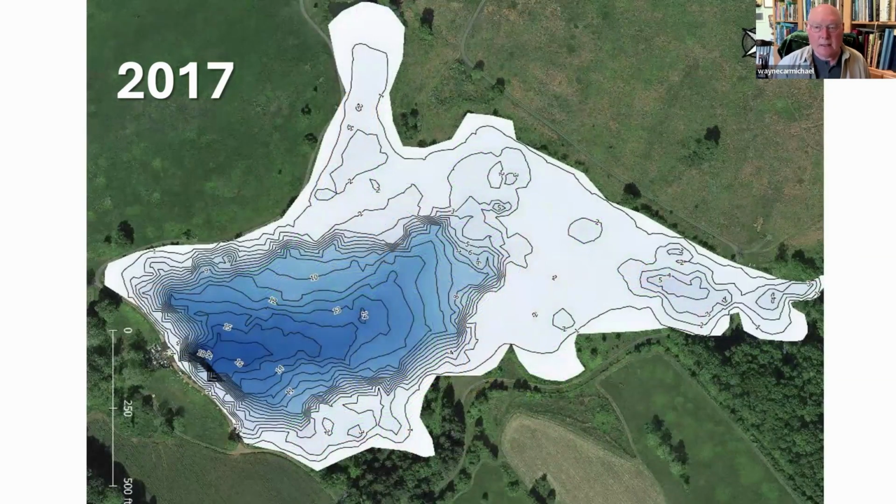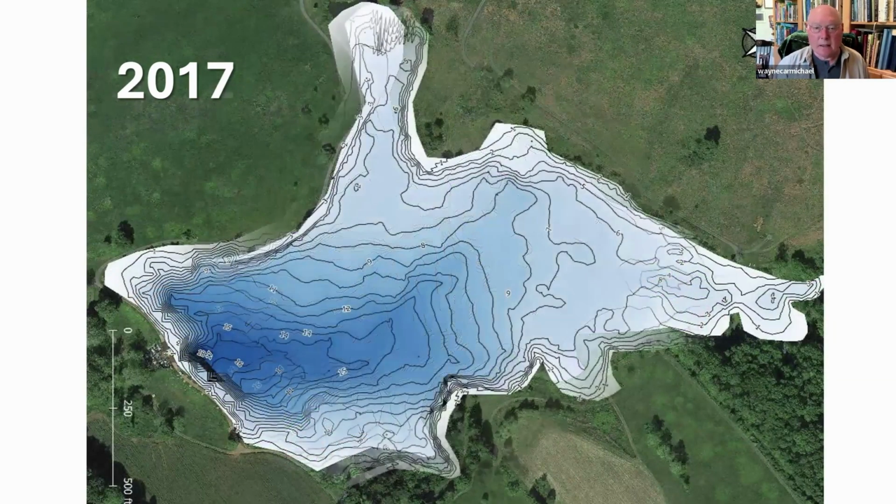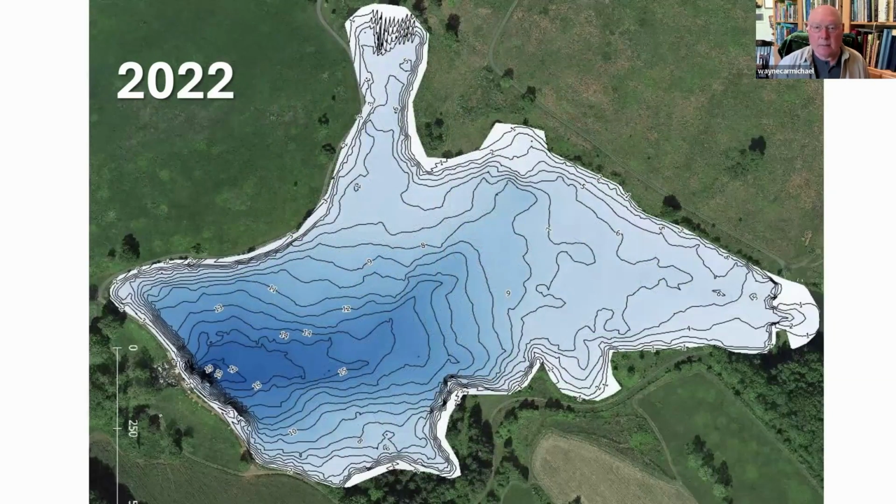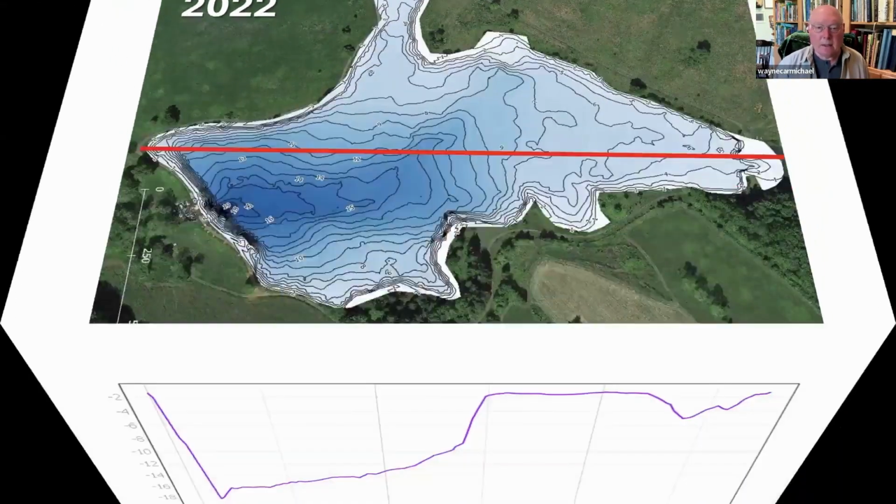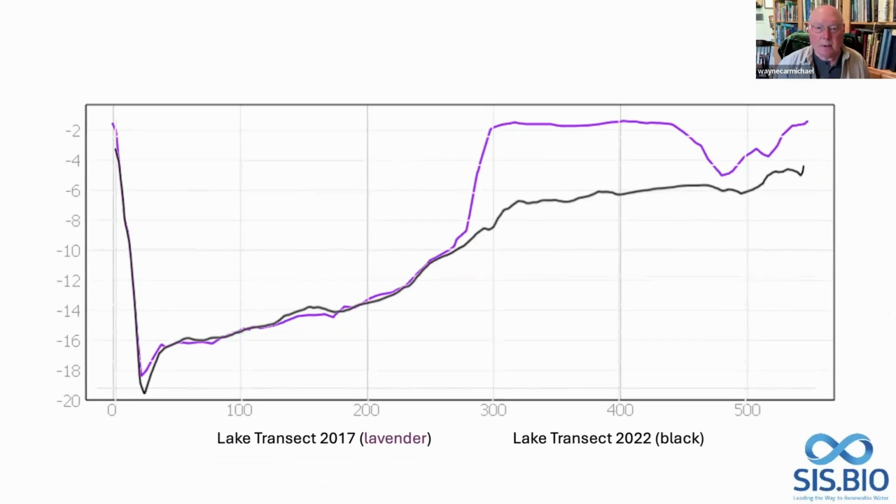So in 2017, again, this is what the profile looked like. By 2022, the depth profile had been improved so that you had much better depth profiles around those margins. And taking a transect across that lake again, flipping it on its side, showing the purple, the before, and the black, after, you've improved that depth profile from about 2 feet down to about 6 to 8 feet in much of that lake. And that's a vast improvement in the reduction of sediments.